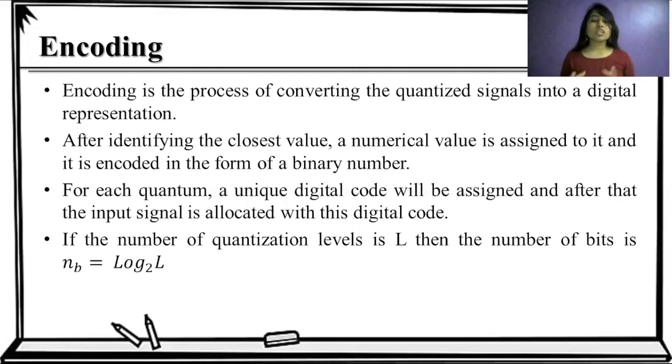For example, if we have a total of 8 quantization levels, we have to use a 3-bit binary number. If we have 4 quantization levels, then we have to use 2 bits for the binary representation, to represent digital information. So we can calculate the number of bits using this equation of the quantization level.